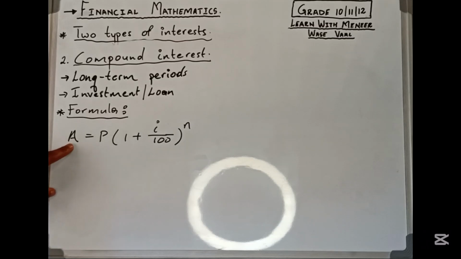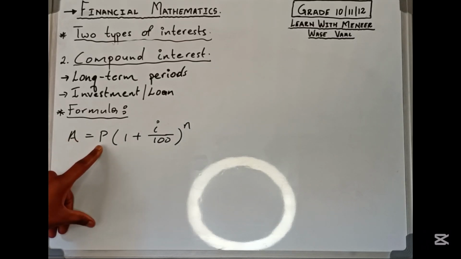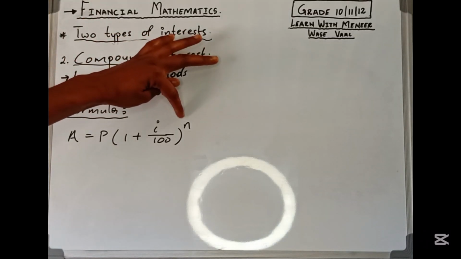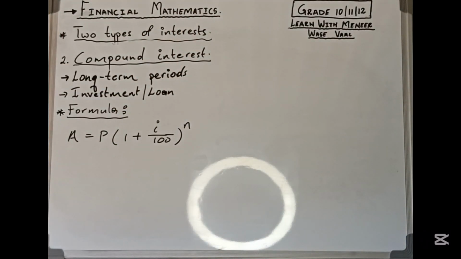This A is for the final amount, and this P is for the original amount. Most schools say that is the principal amount. That means that is the amount that you invest or the amount that you took for a loan. Are we fine? Then I is for the interest rate charged per amount. Then n is for the number of periods, as we always know. So if you can get this, guys, you will never go wrong.